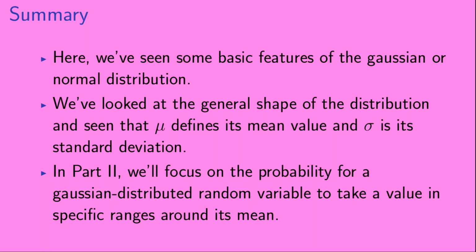Okay, let's summarize. Here we've seen some basic features of the Gaussian or normal distribution. We've looked at the general shape of the distribution and seen that mu defines its mean value and sigma is its standard deviation. In part 2, we'll focus on the probability for a Gaussian distributed random variable to take a value in specific ranges around its mean.